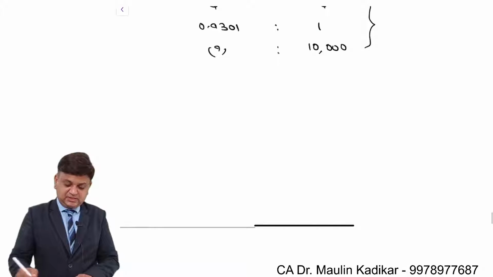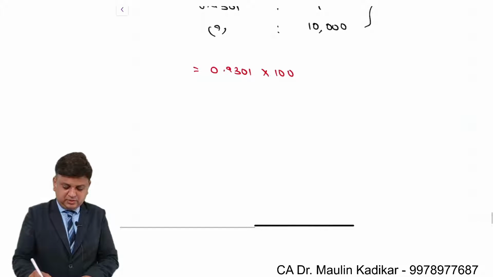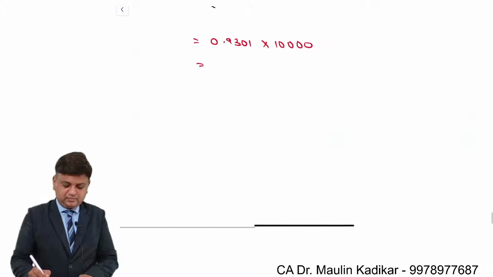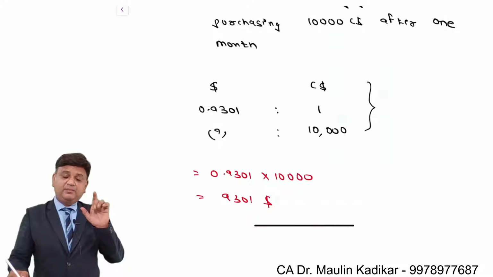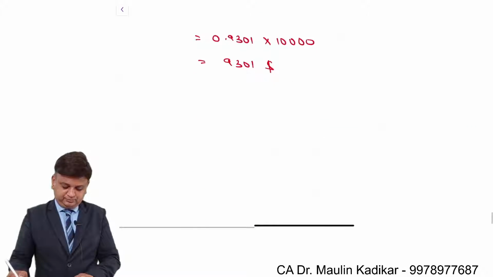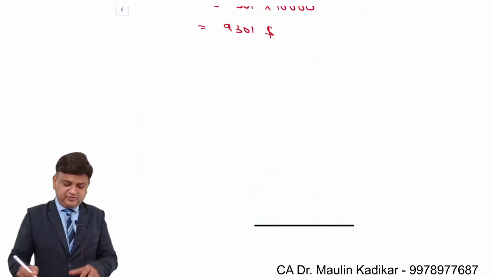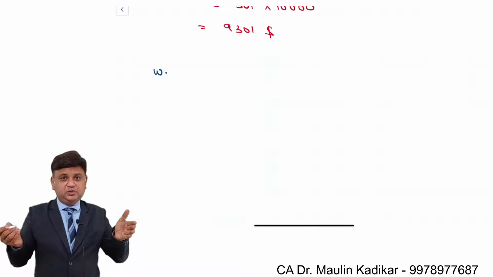So in that case it is 0.9301 into 10,000. So $9301. This is required to be paid for purchasing the required amount of the dollar which is not hedged by the company. And this is of course not a very significant value in comparison to the overall payment.